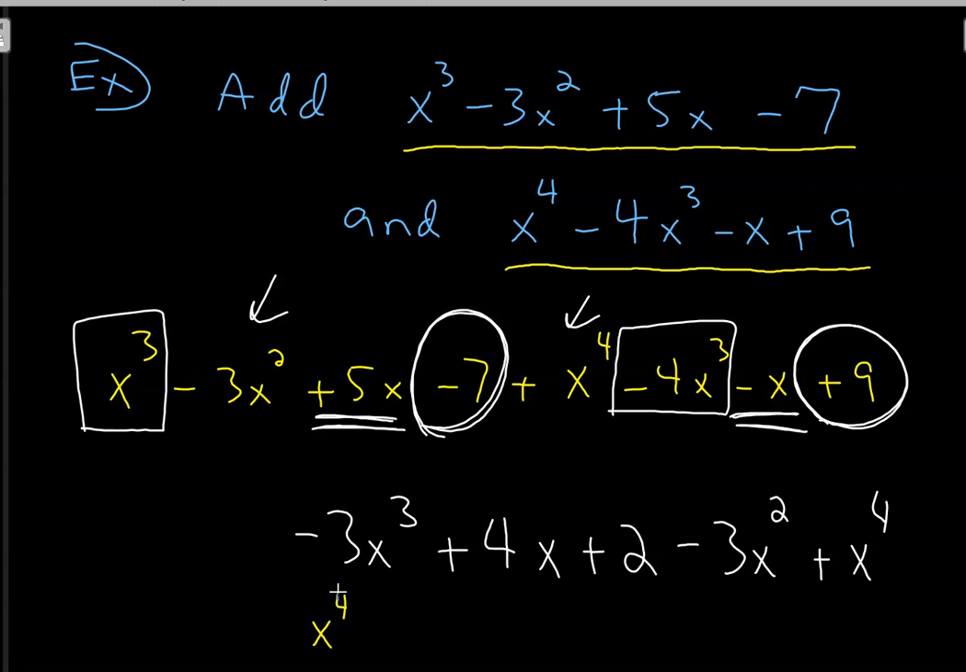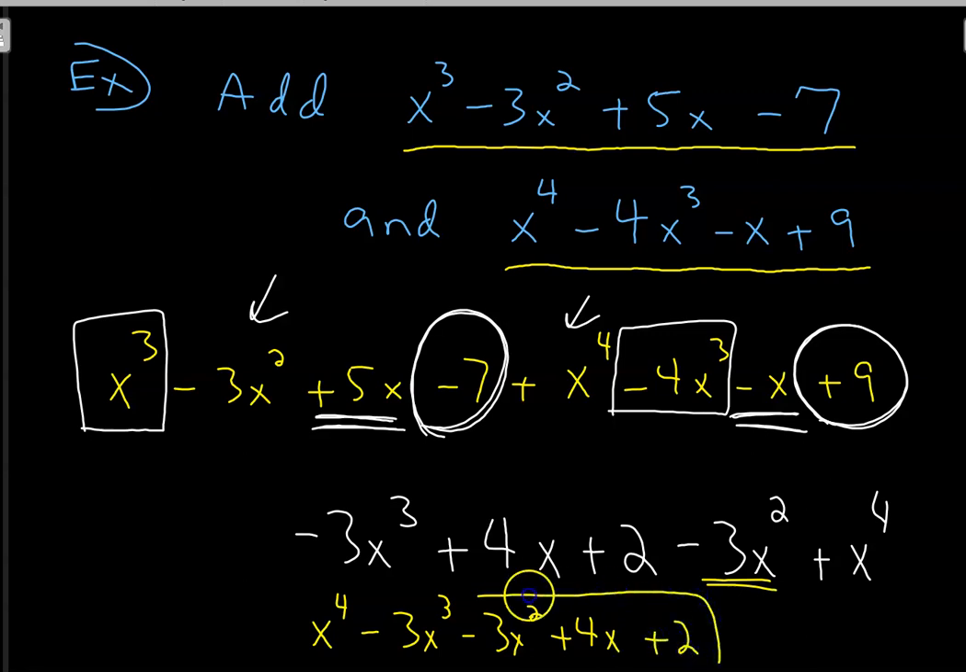And the next exponent down is x to the third, so it becomes negative 3x to the third. After x to the third, the next exponent is x squared, so it's negative 3x squared because of this one here. After the x squared comes 4x, because x to the first is the next exponent down. And after x, there's no x's left, so the last number is the plus 2. So our final answer is here. All right, so that's it.